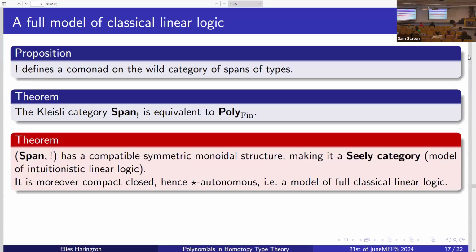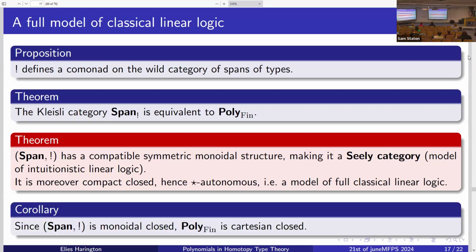And moreover, the category of spans, the wide category of spans, together with this modality, has a compatible symmetric monoidal structure, making it a Seely category, which is one possible definition of a model of intuitionistic linear logic. And the category of spans is also compact closed, which implies it is *-autonomous. And so we get a full model of classical linear logic.